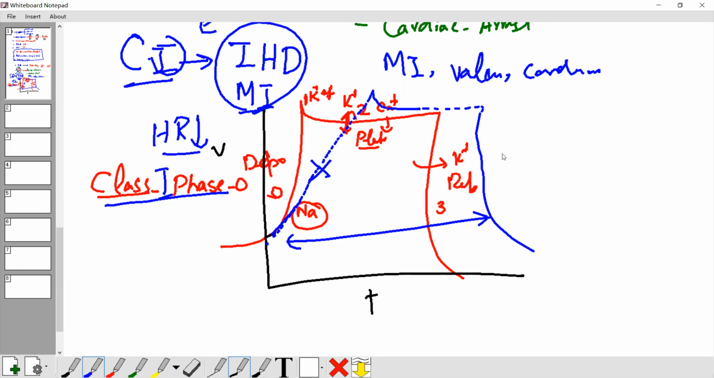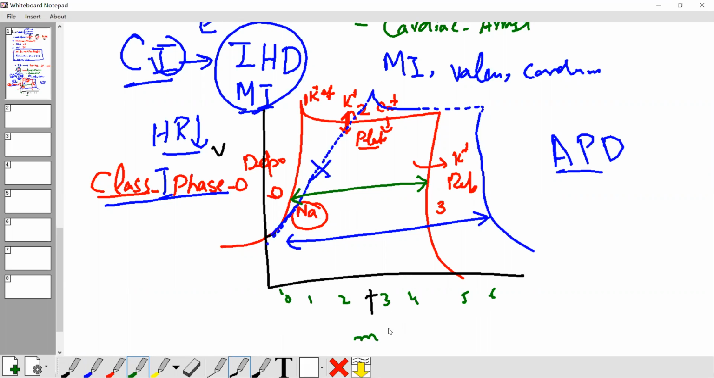So what these drugs are doing is they increase the action potential duration. You can see the time here. This is the normal one. This is the time axis, 0, 1, 2, 3, 4, 5, 6 in milliseconds. And this is the voltage axis.